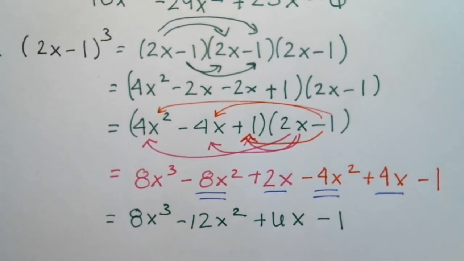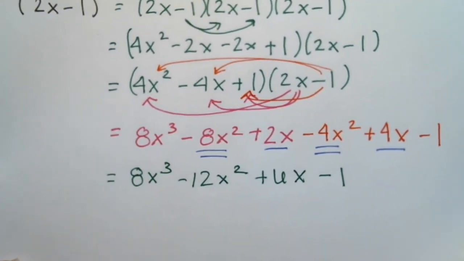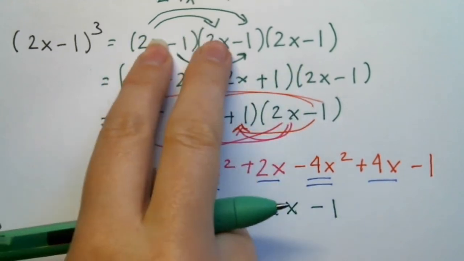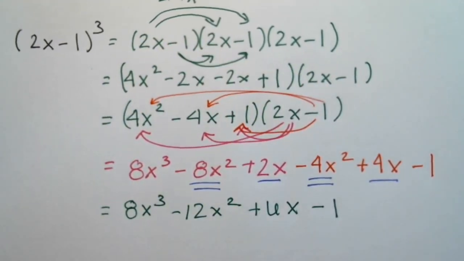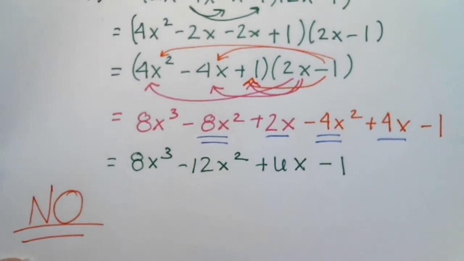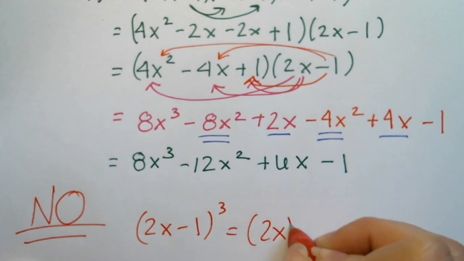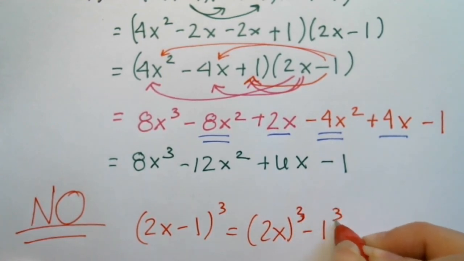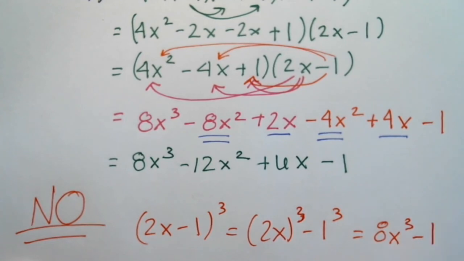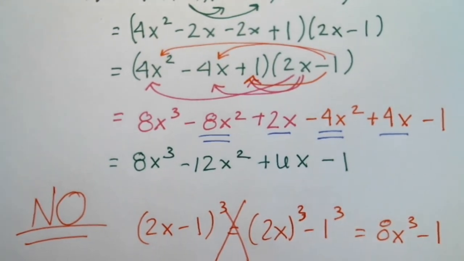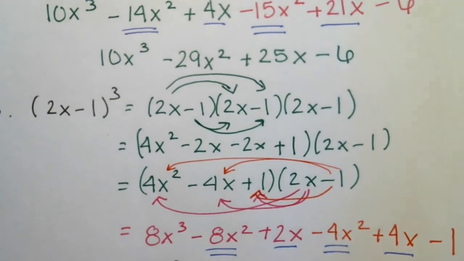I just wanted to show you how to do this because sometimes students aren't sure what to do when there's 3. You just multiply 2 of them together and then you do the other one. But the other thing I wanted to tell you is that you absolutely cannot say that 2x minus 1 cubed is the same as 2x cubed minus 1 cubed, which is 8x cubed minus 1. You can see that these are not the same, so this is not true. You absolutely can't use this method to cube something or square it or any other power. You really need to write it out and multiply it down.